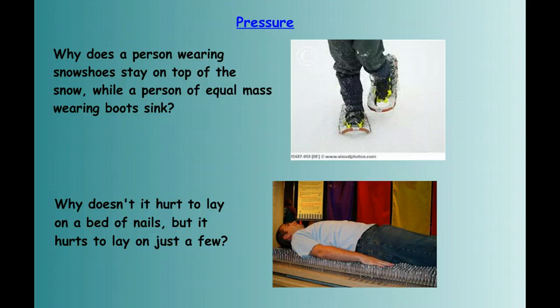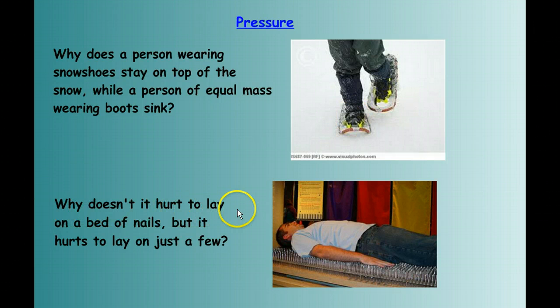And so the first thing I'm going to give you guys is just some things to think about, some real life situations to think about. Why does a person wearing snowshoes stay on top of the snow while a person of equal mass wearing boots sinks? So think about the whole idea behind how they constructed snowshoes and knew that they would work better than if you were in your regular shoes.